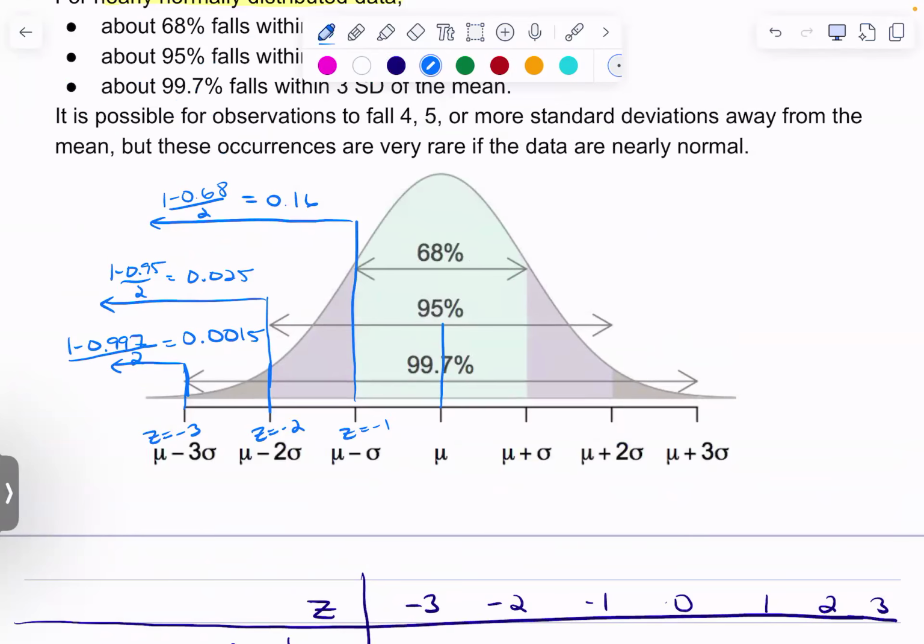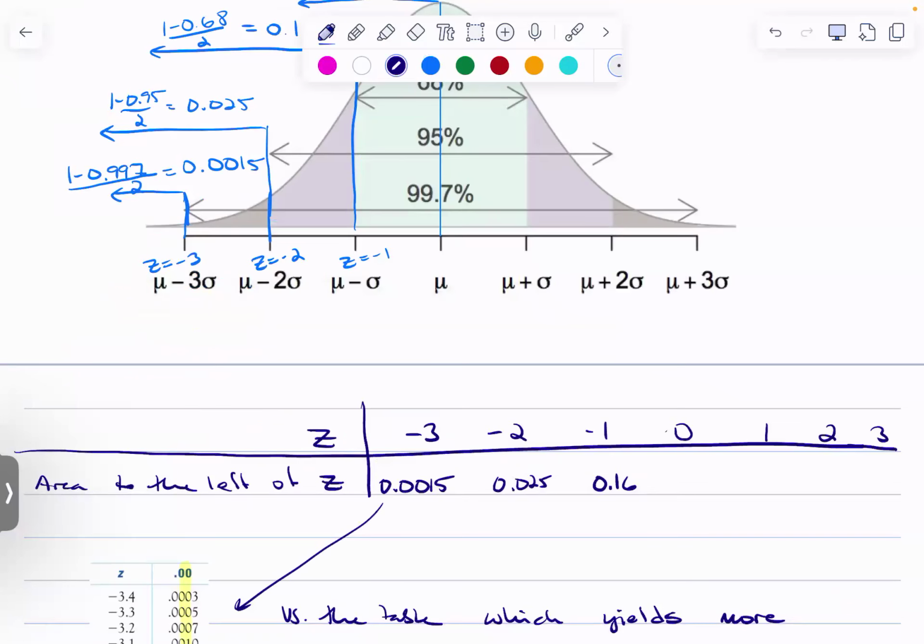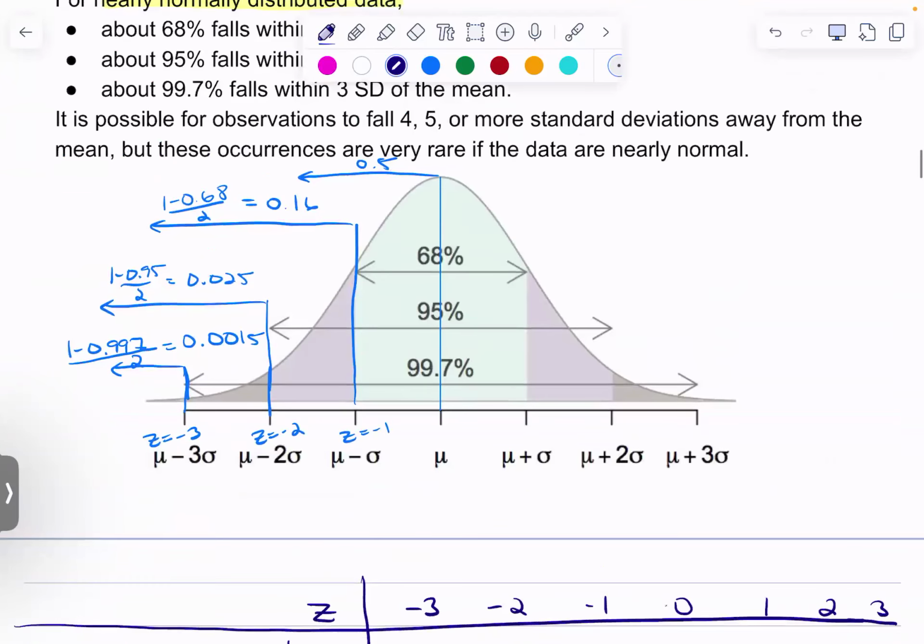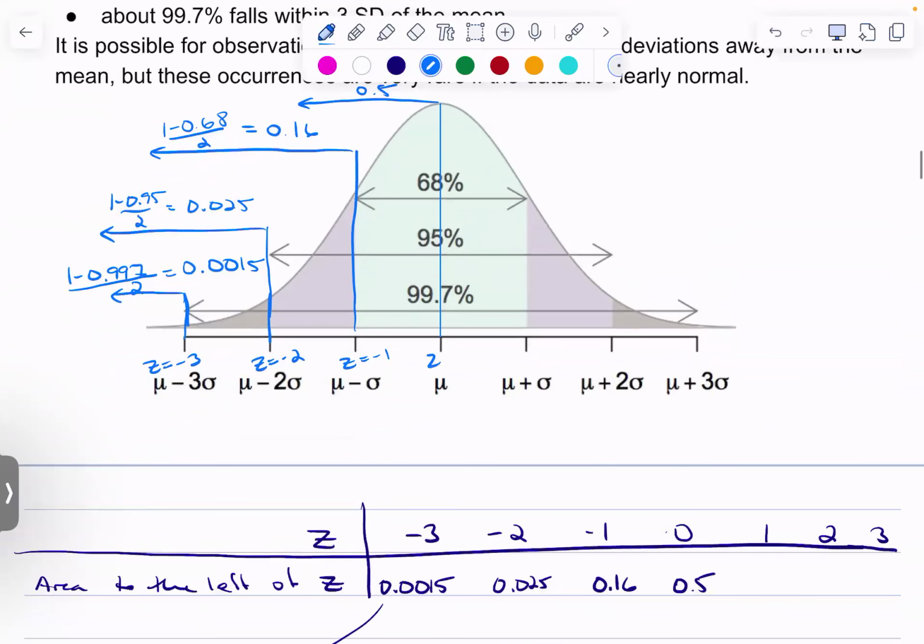What about at the mean? We already established last day that this area must be 0.5. It splits this distribution in half. So it's kind of a gimme. Because the mean is how many standard deviations away from the mean? 0. So this is at z equals 0.